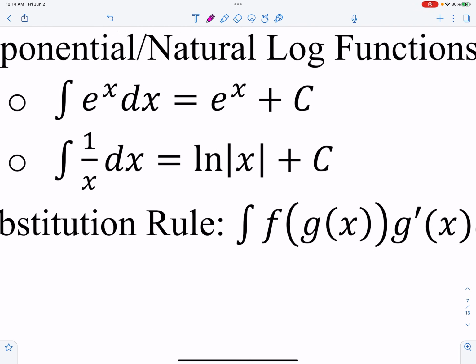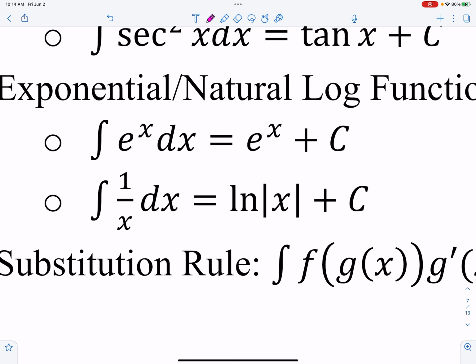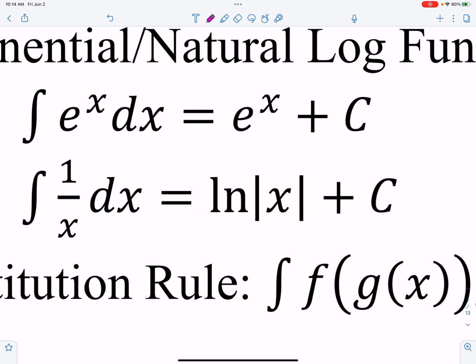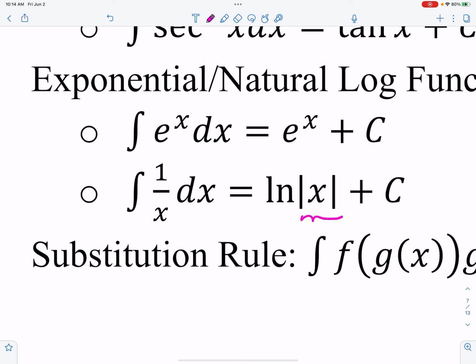Now, this is a little bit tricky, right? The derivative of natural log of x is just 1 over x. If we think about the domain of natural log of x, that's for x greater than 0. However, if the function that you're given is 1 over x and you're asked to find the antiderivative, the domain of 1 over x is all real numbers except for x equals 0. So by putting the absolute value bars here, this allows the domains to match up. So when you integrate 1 over x, you have to put natural log of absolute value of x plus c.